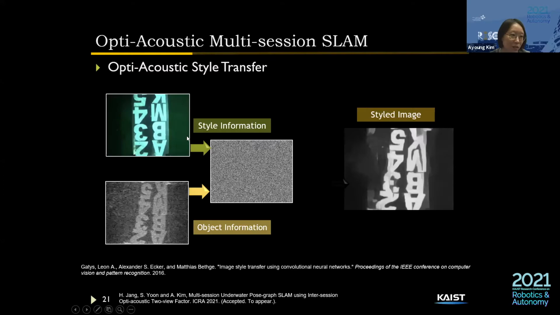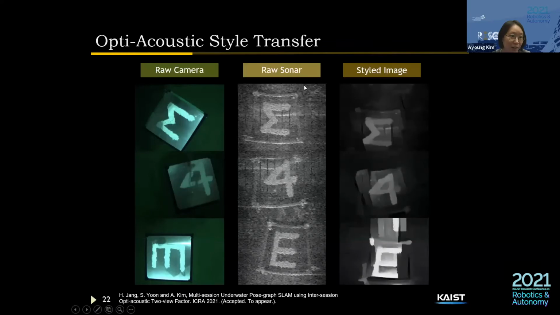There are two networks actually inside, and one is getting the object contents, and the other one is getting the style of an image. So if we train one network from the other one by one, then we can get the contents from our sonar image and the style from an optical image. And this is a resulting sample image. This is raw sonar of the same spot. Now we can make the styled image. The contents are from the sonar, but the style is from an optical image. This is style transfer.